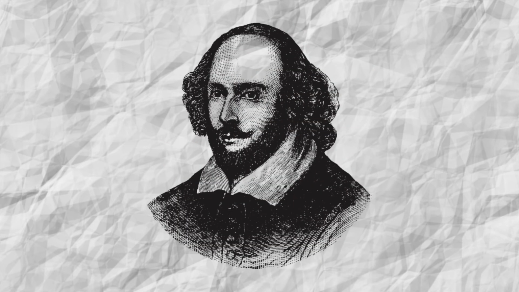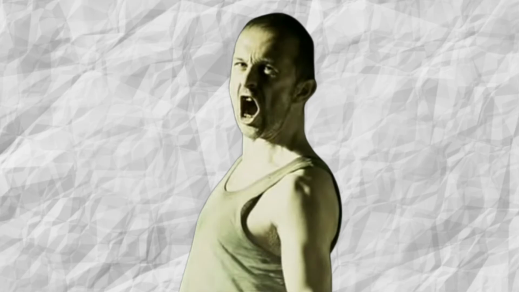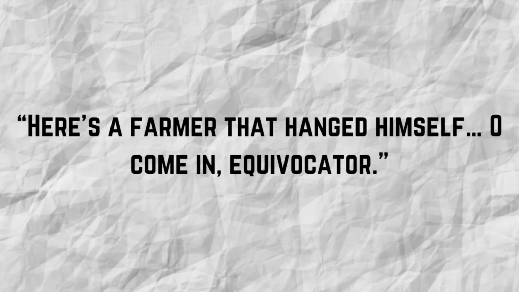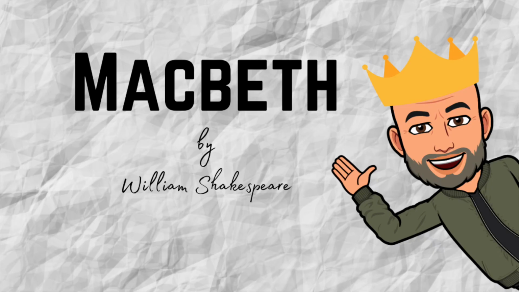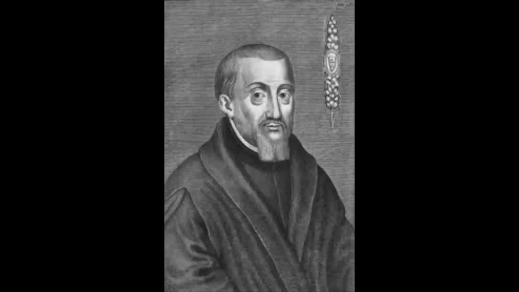For example, William Shakespeare uses it in Macbeth, when the drunken porter hears knocking at the castle gates. He says, "Here's a farmer that hanged himself. Oh, come in, equivocator." This is a reference to the Jesuit Henry Garnet, also known as the Farmer, who, in his trial for his part in the Gunpowder Plot with Guy Fawkes, defended the practice of equivocation. The trial was in the same year that Macbeth was written and would have been familiar to audiences at the time.